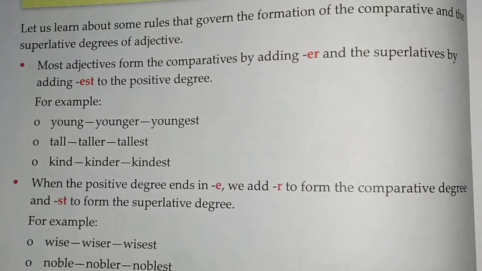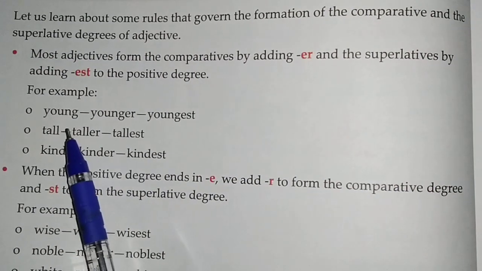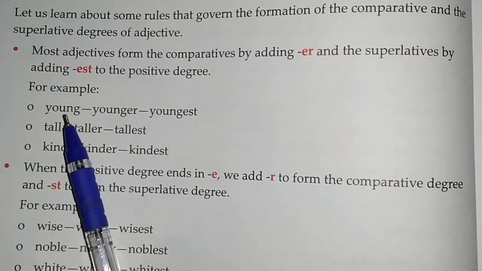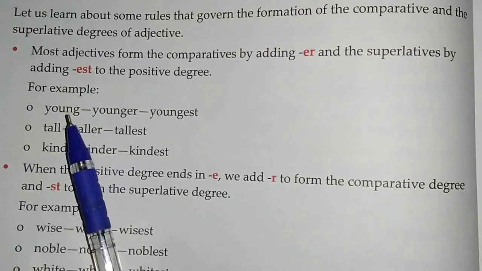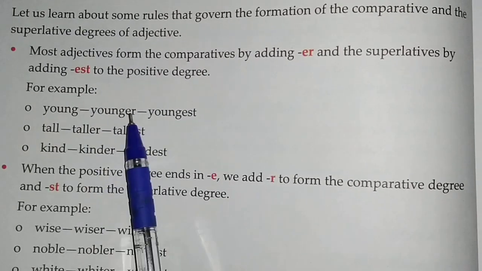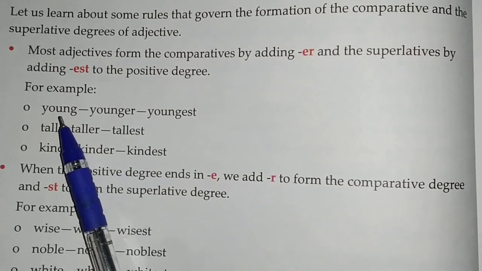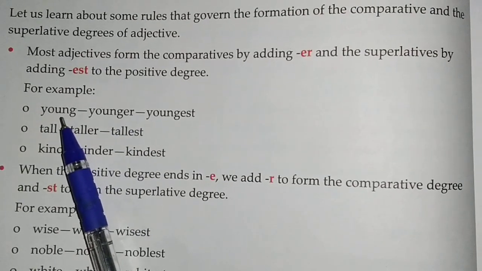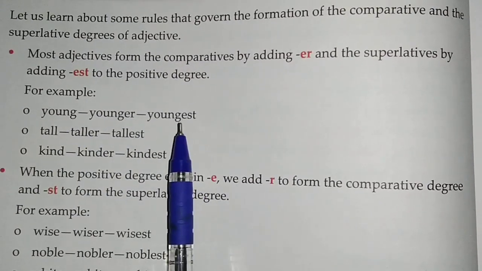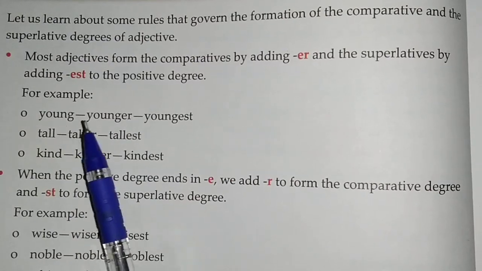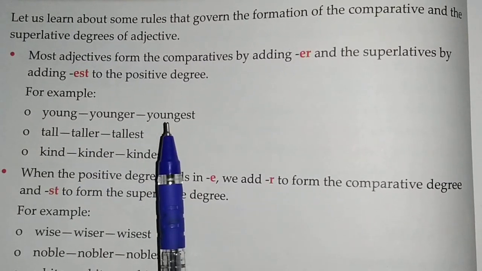First is by simply adding ER and EST. For example, the word is young. To make its comparative degree we add ER. So when we add ER, the word becomes younger. Similarly, to form superlative degree we add EST. So when we add EST, the word young becomes youngest. So its three forms are young, younger and youngest.